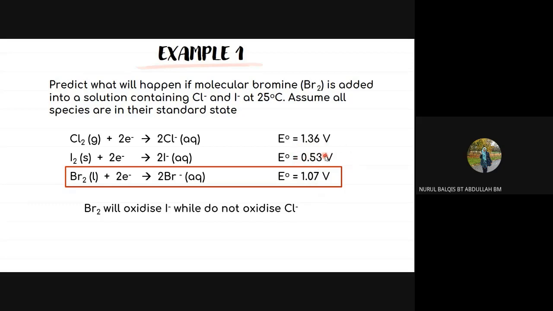Dia akan undergo oxidation. So this species I2 will become the oxidizing or reducing agent? Kalau dia buat oxidation, maksudnya dia akan jadi reducing agent. Kalau Br2 dia masuk, dia akan oxidize sebab sekarang Br2 adalah the oxidizing agent. Sebab tu kita kata Br2 will oxidize the I2. Because Br2 got more positive value, they will undergo reduction. In other words, they are the oxidizing agent.